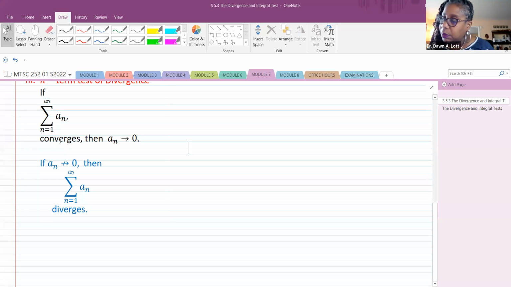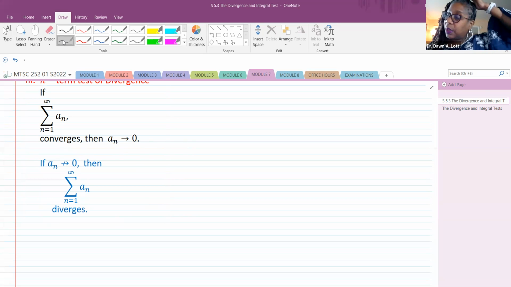Let me highlight it for you, if it'll let me. I don't think it's going to let me. I don't know why I'm having trouble, but it won't let me put a square around it. Okay, so that's fine.